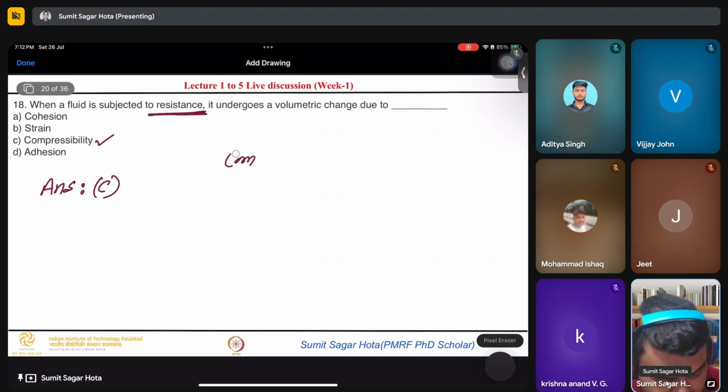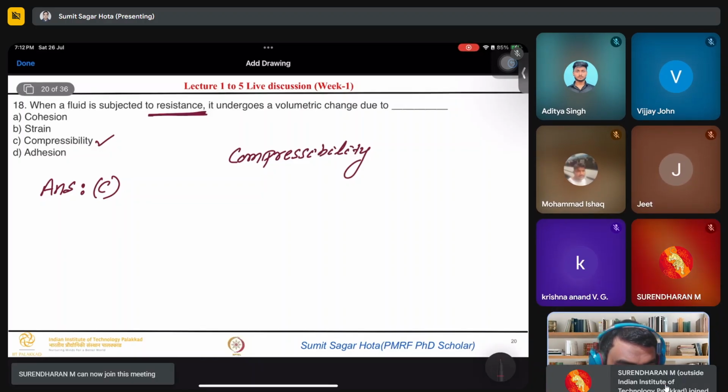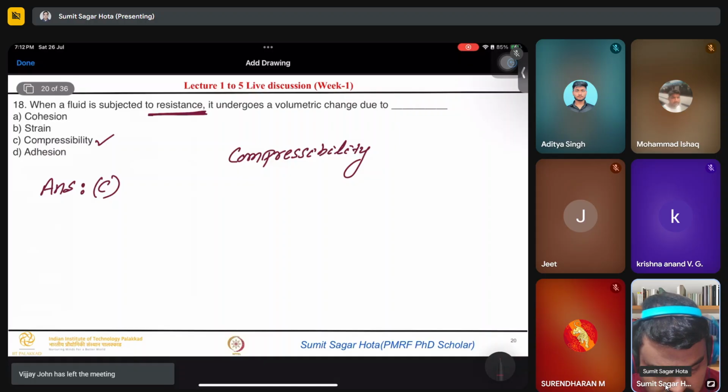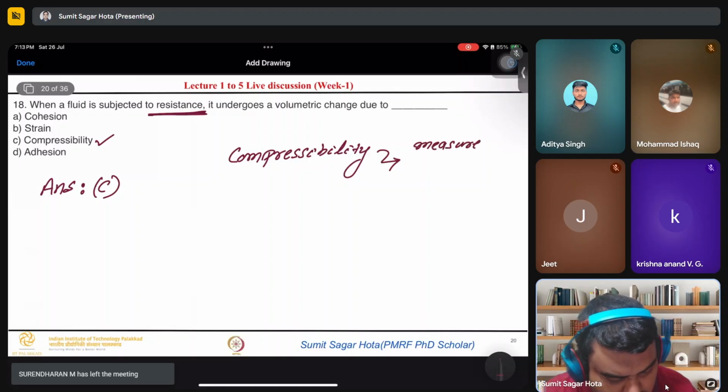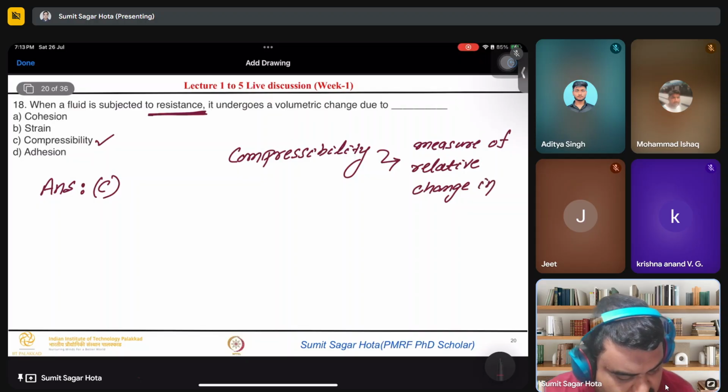So it's compressibility. The compressibility is the measure of relative change in volume of a fluid.